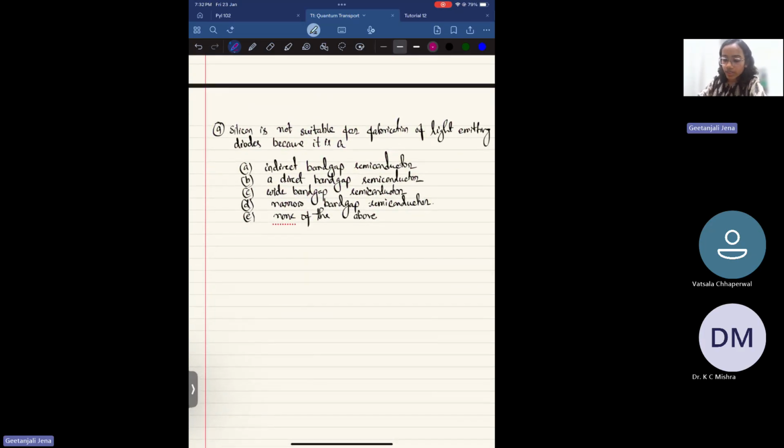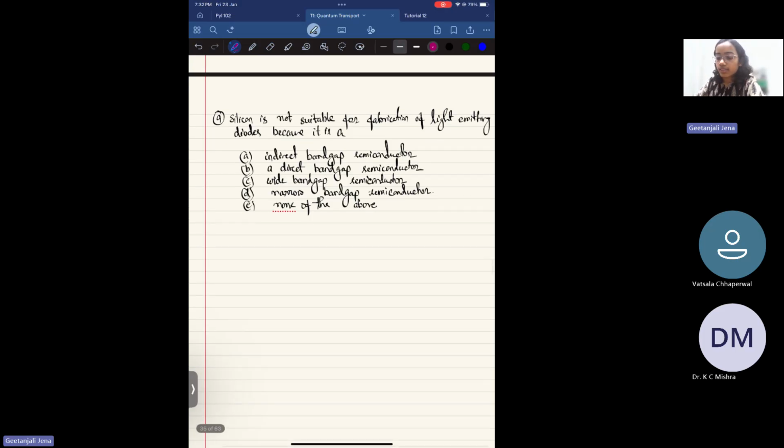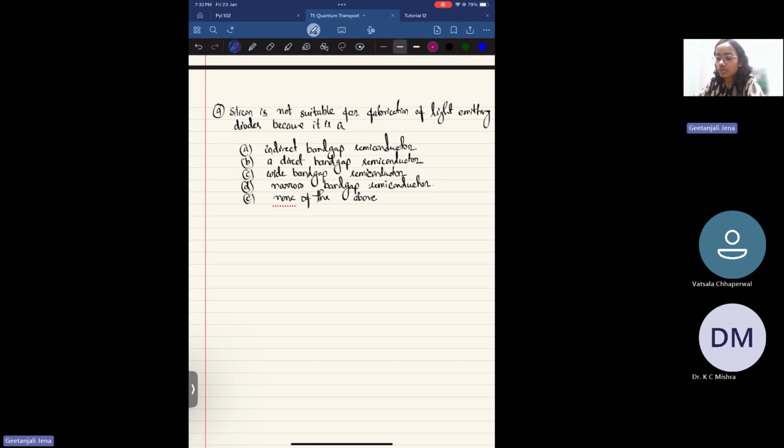Okay, question number 9. It's a conceptual one. It's asking: silicon is not suitable for fabrication of light emitting diodes because it is an indirect band gap semiconductor, or because it is a direct band gap semiconductor, or a wide band gap semiconductor, or a narrow band gap semiconductor, or none of the above. So why are we not using silicon while fabricating LEDs? What is the possible reason behind this?